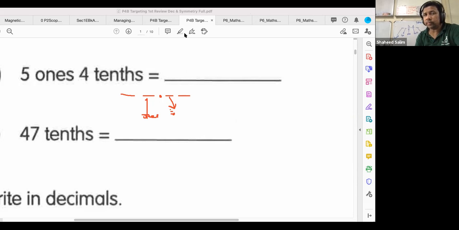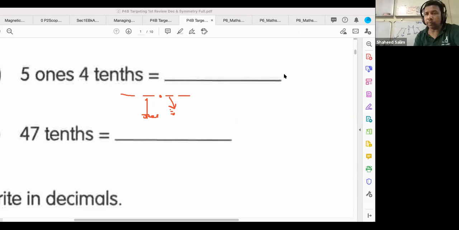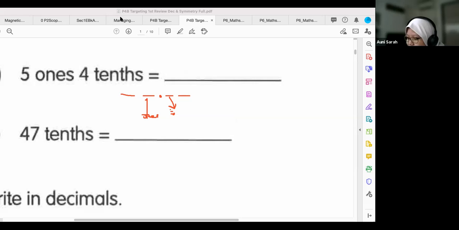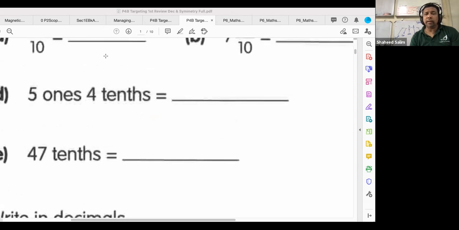Let's see. I don't know how to do 47 tenths. Okay, we try. So sorry, this is not correct, Miss. Okay, that means you all are confused. I'm confused. I forgot. Okay, so now we do one. It's been long already, about 2-3 weeks, no? Yeah, but it's a new topic.